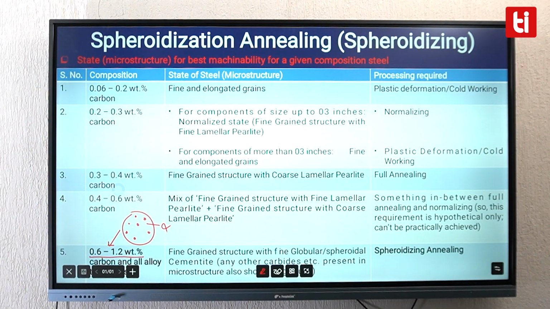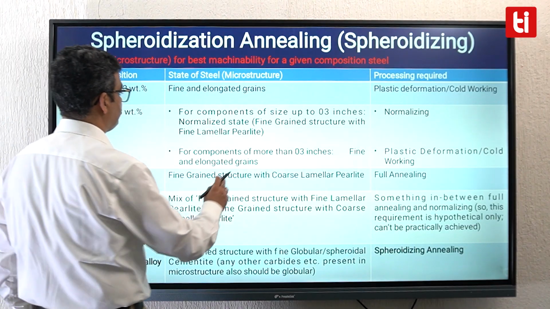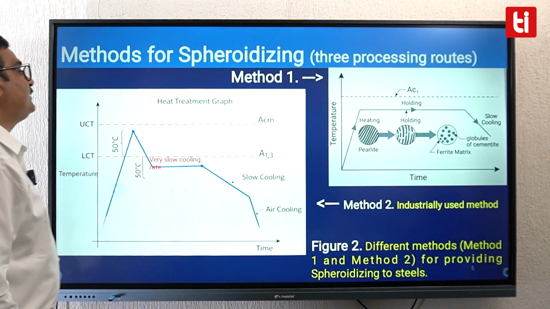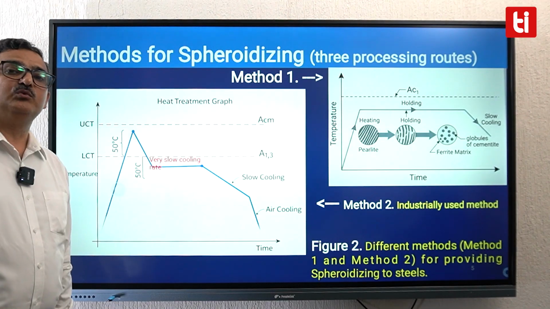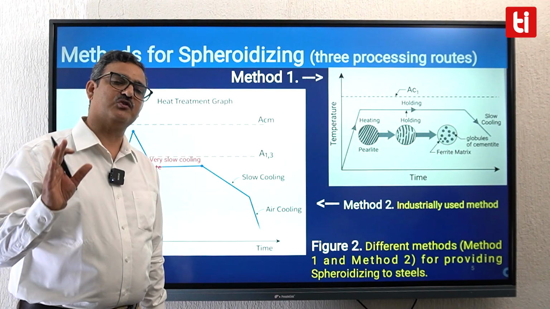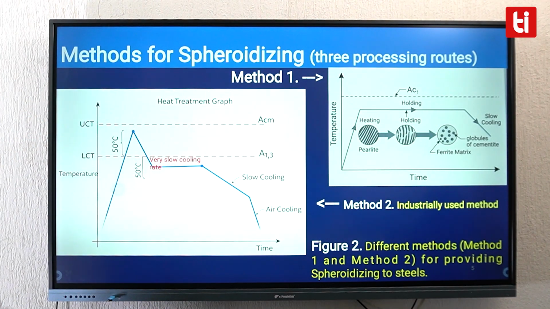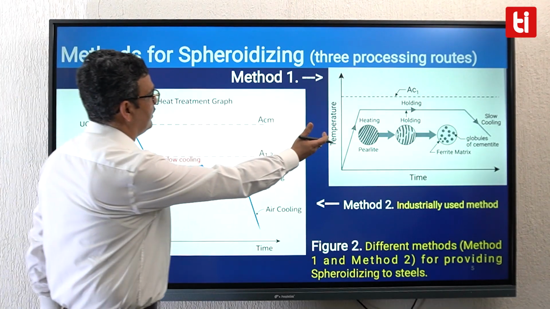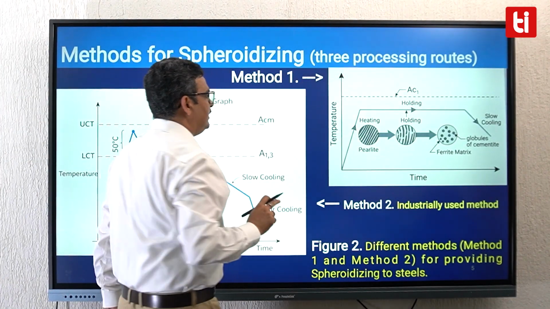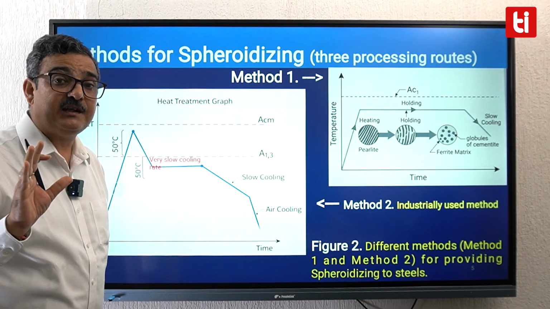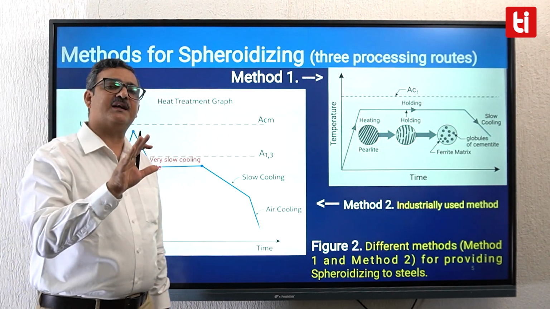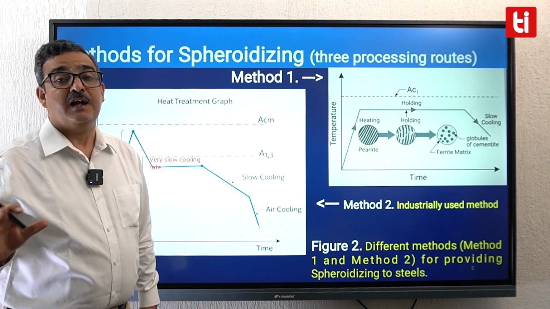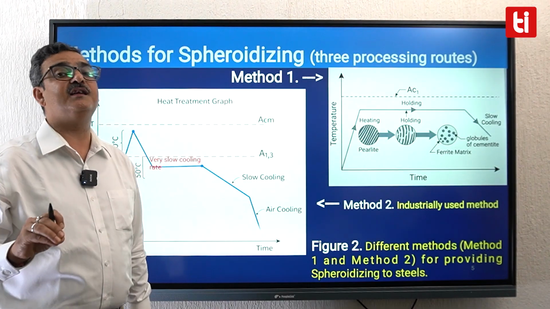So let's now see as to how this type of a microstructure can be obtained in high carbon steels or alloy tool steels, for which spheroidization annealing should be given. This is the first route that is available, method 1. But mind you, this method is very, very time consuming, very low in productivity. So this is a method, but practically it is not followed in the industry. And this is essentially a subcritical annealing process.